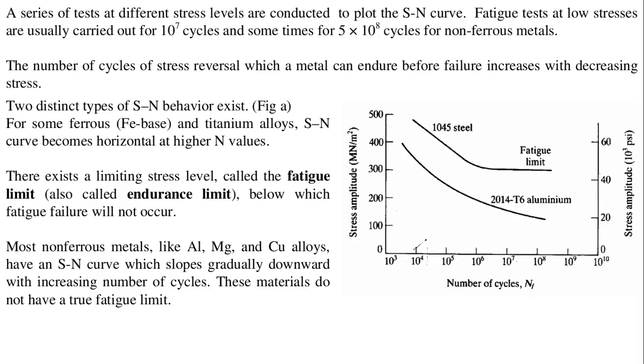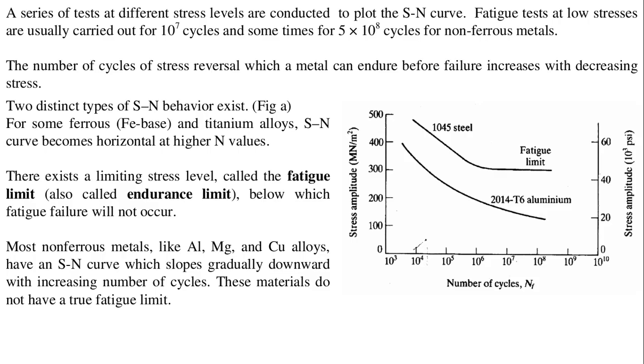A log scale is almost always used for plotting the number of cycles N. The value of stress that is plotted can be alternating stress, maximum stress, or minimum stress. The SN relationship is determined for a specified parameter value of mean stress, stress ratio, or amplitude ratio, which is kept constant. It has been observed that two distinct types of SN behavior exist, as depicted in the figure. For ferrous and titanium alloys, the SN curve becomes horizontal at higher N values.